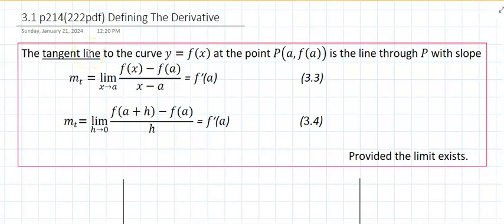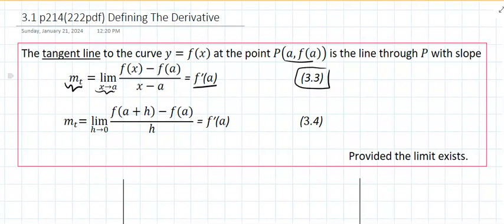Section 3.1, page 214, talks about defining the derivative. The tangent line to the curve y equals f of x at a point (a, f of a) is the line through P with the slope of the tangent being the limit as x approaches a of f of x minus f of a over x minus a, which is the derivative evaluated at a.